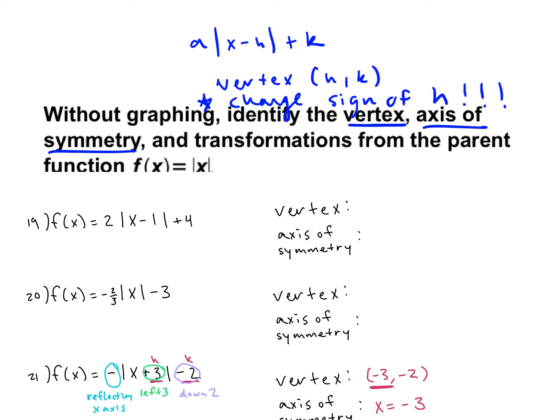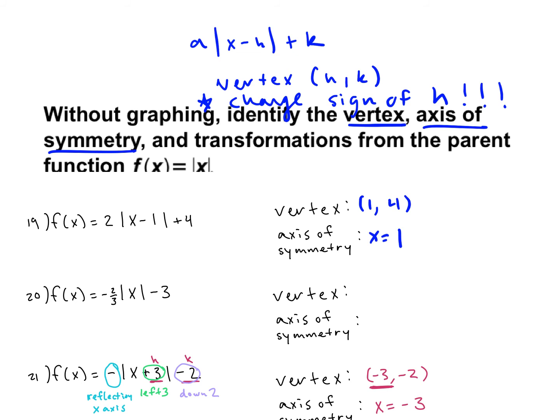So looking at 19, what's our vertex? What number is inside the bars? 1, because it's a minus 1. We change the sign. And 4. Awesome. And our axis of symmetry is x is equal to whatever our h is, so 1. So we just repeat that first number.